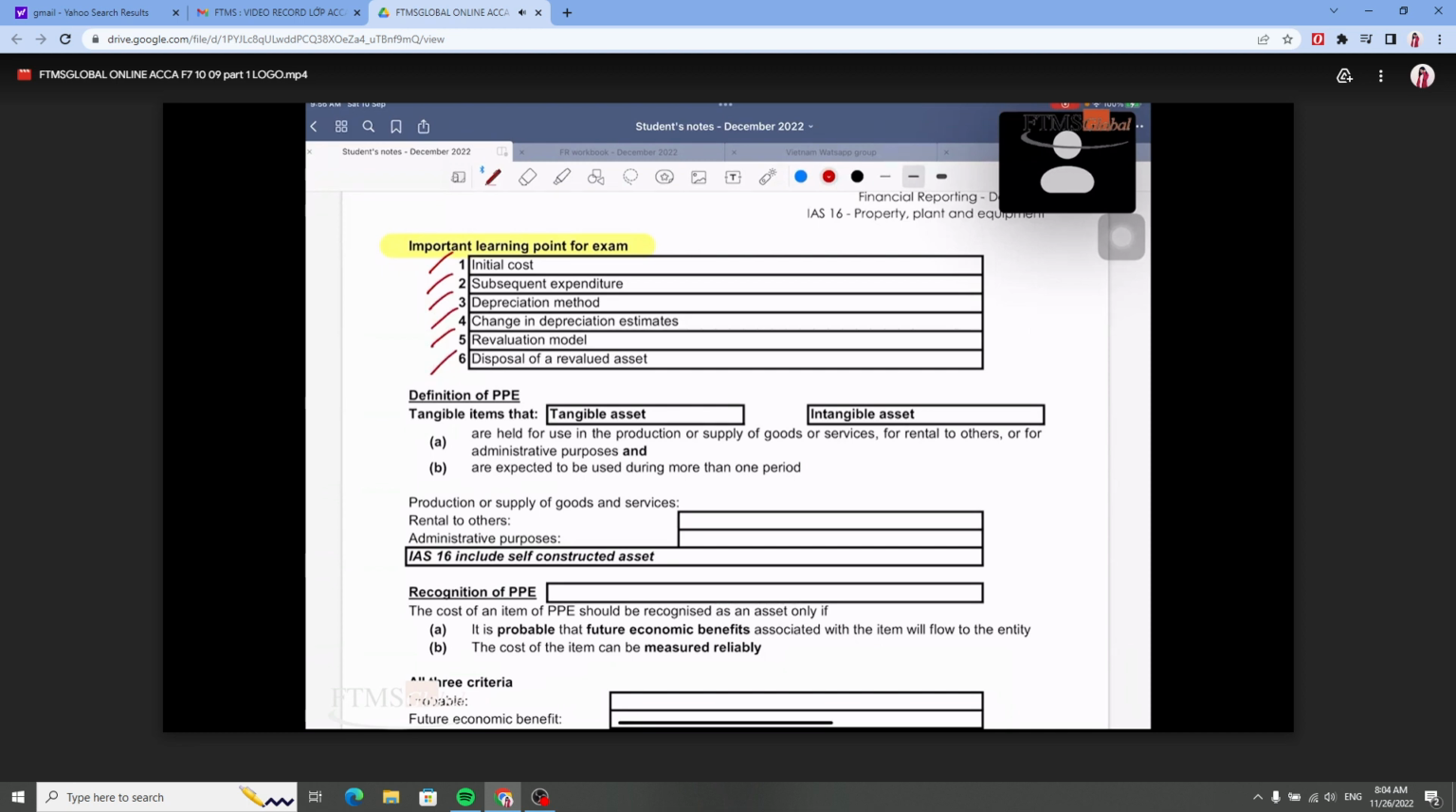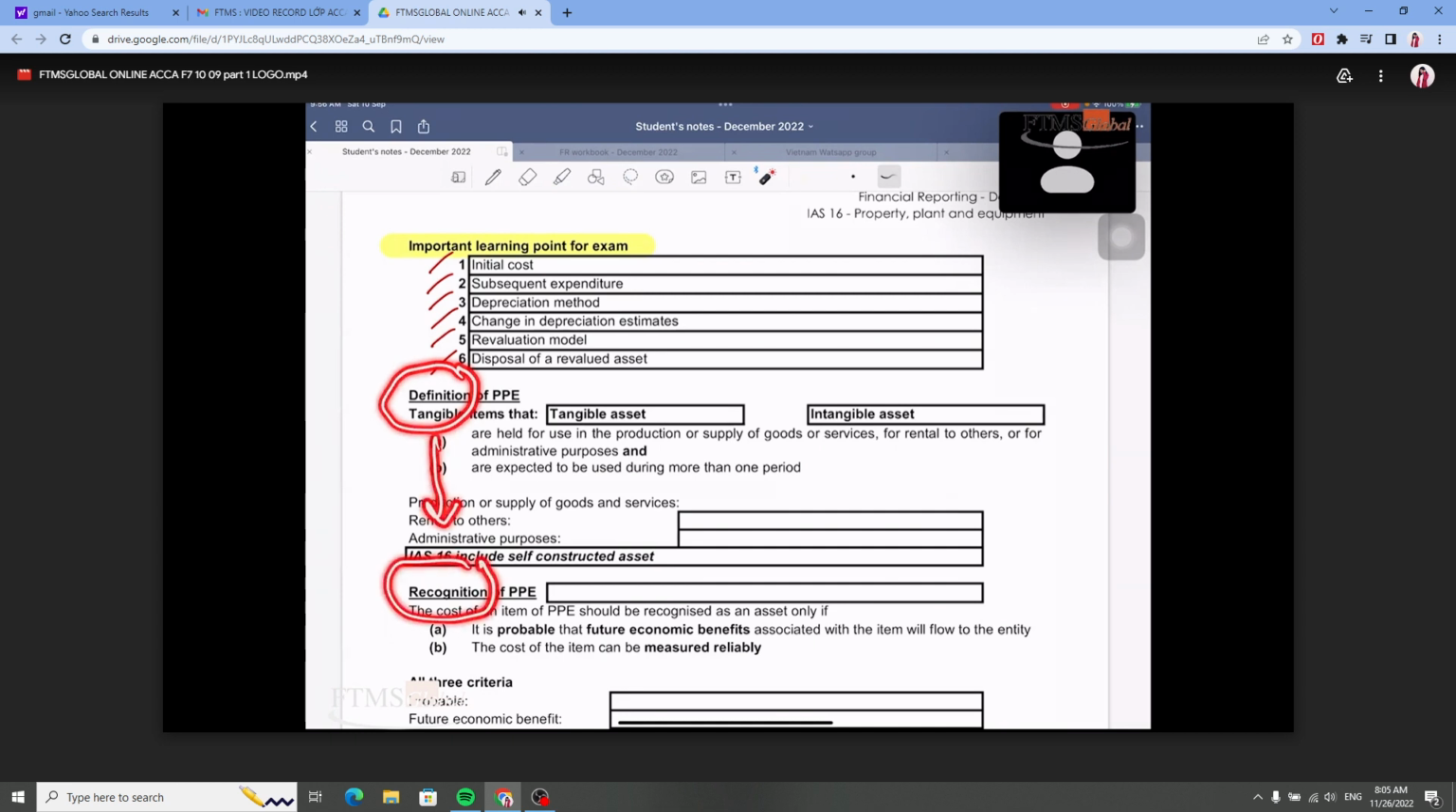Now for every IAS, it is something like a process. When I say process, what do I mean? There's always a definition. After you pass the definition, then you will go to the next step called recognition. That's the meaning of process. Every IAS has a process. You need to pass the definition test before you proceed to the next step called recognition.